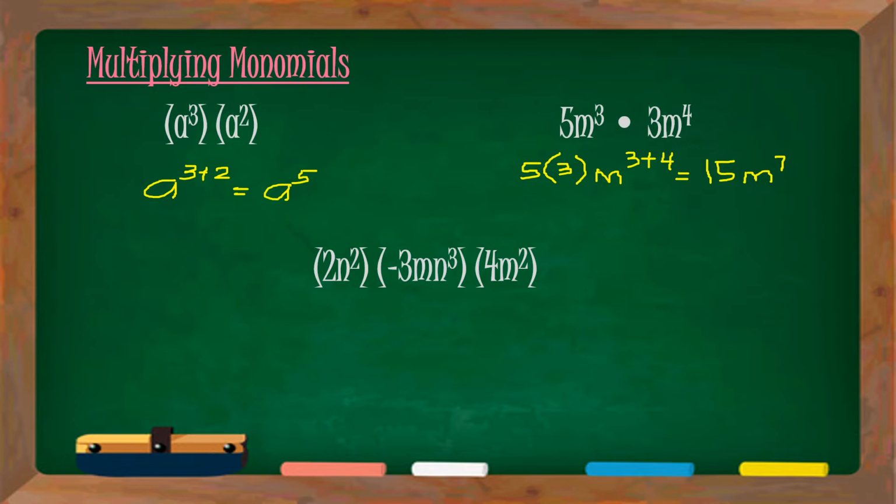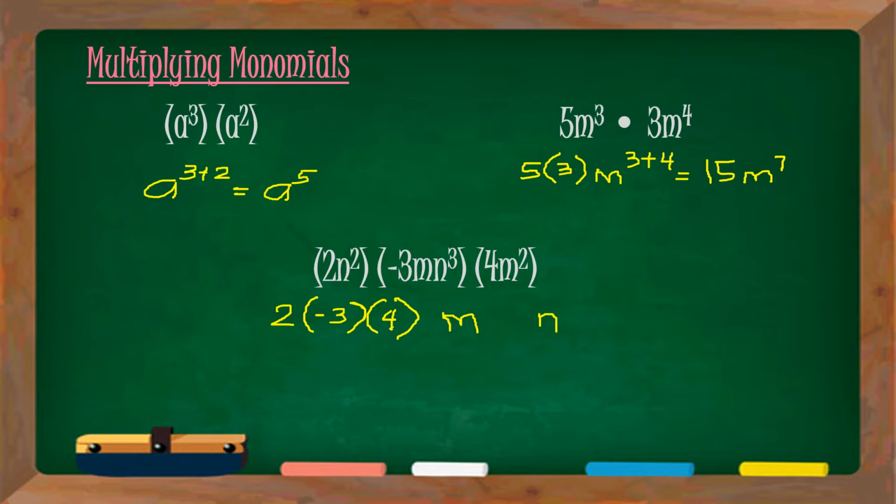Okay, next. We have 3 monomials. 2n squared times negative 3mn cubed times 4m squared. Okay, let's list down the constant. So, we have 2 times negative 3 times positive 4. Okay? So, nung tinignan natin yung ating given, ang variables natin is the letter m and n. So, we have m tapos n.